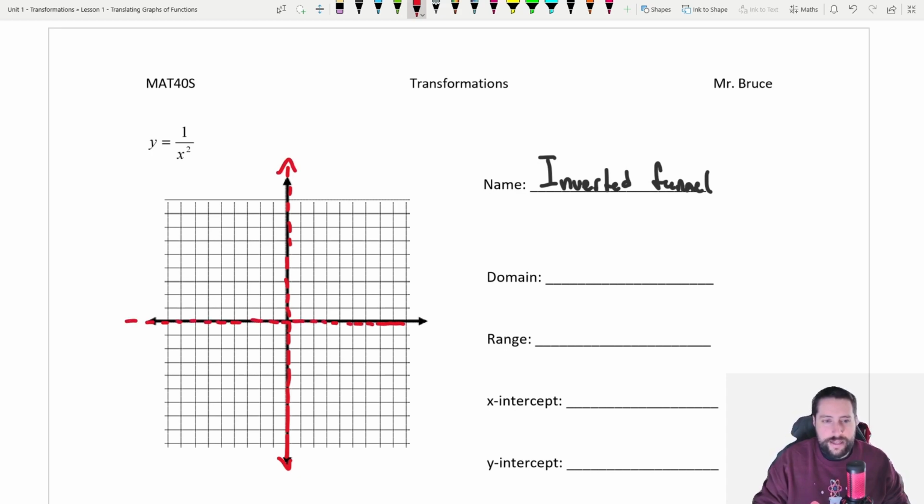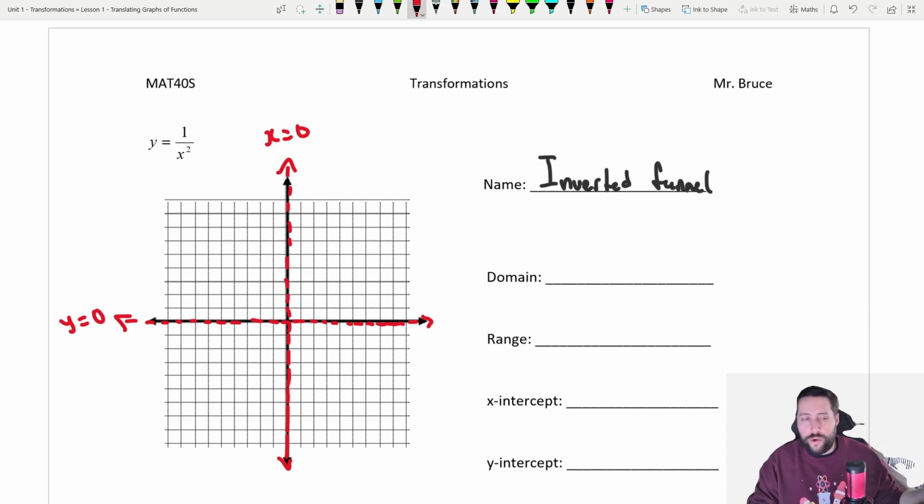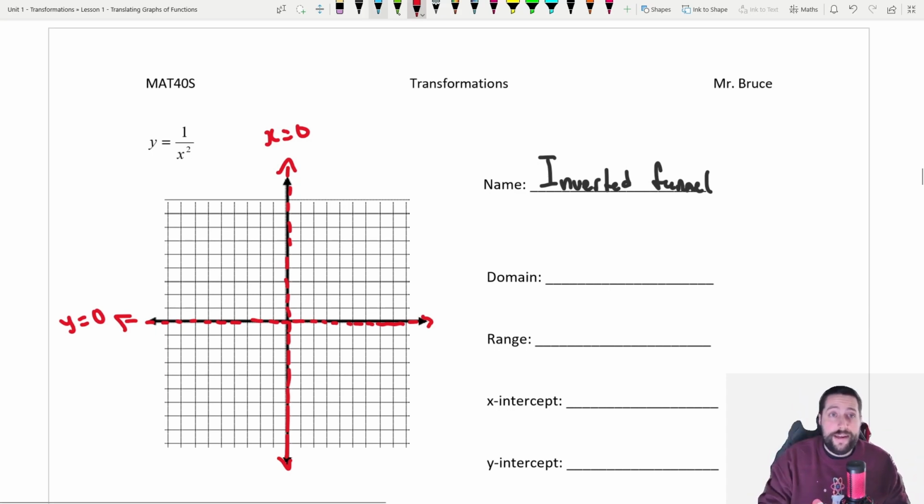Your x asymptote is at 0 and your y asymptote is at 0 as well. So your horizontal and vertical asymptotes are still in the same spot. Your graph looks very similar as well. So you still have this part here. I'm going to redraw that. It's going to be similar here. It's going to touch this point and carry on.